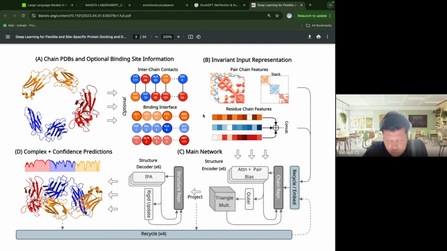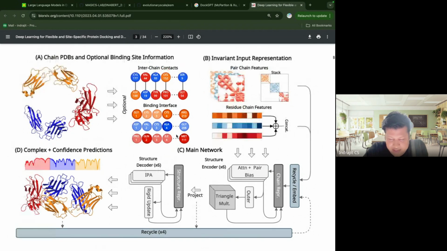Okay, so I really don't want to go into depth about each of them because each paper has a lot of discussion. But if you see the binding interface and interchain context, that is the more detailed protein-protein docking interaction and interface here, and that goes into the invariant input representation. This has the pair chain features and residue chain features. That goes to the main network, and then finally it is able to get the complex and confidence prediction for that.